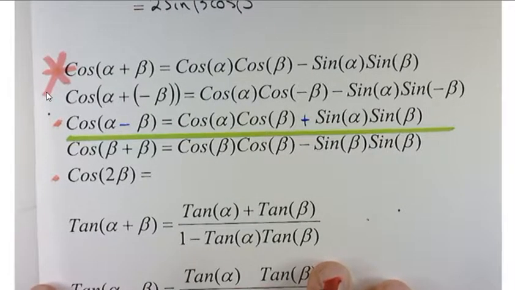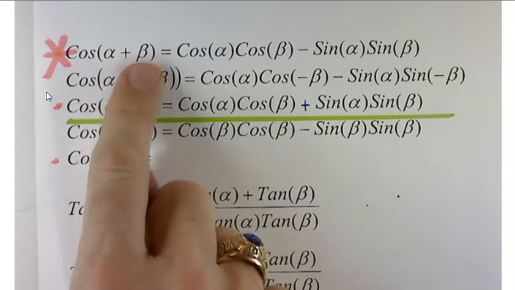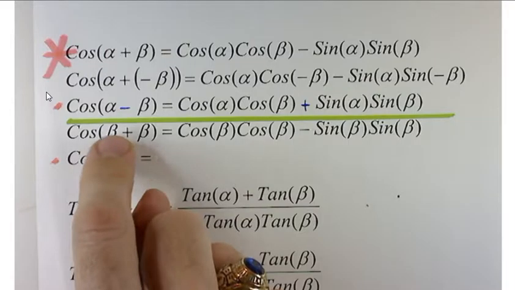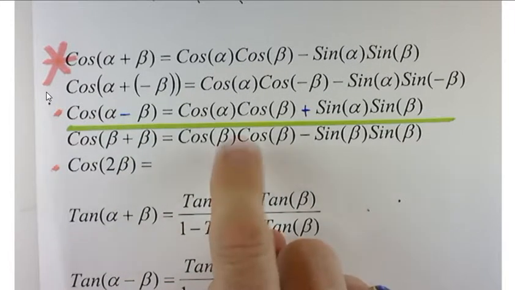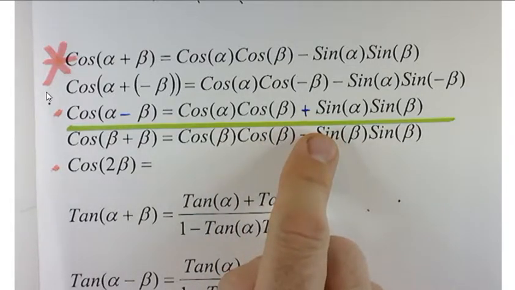Cosine of 2 beta. So, if you take the cosine of alpha plus beta, and I replace alpha by beta, cosine of beta plus beta is cosine of 2 beta. See if you can't rewrite this formula. By the way, it's not 1 on the right-hand side.